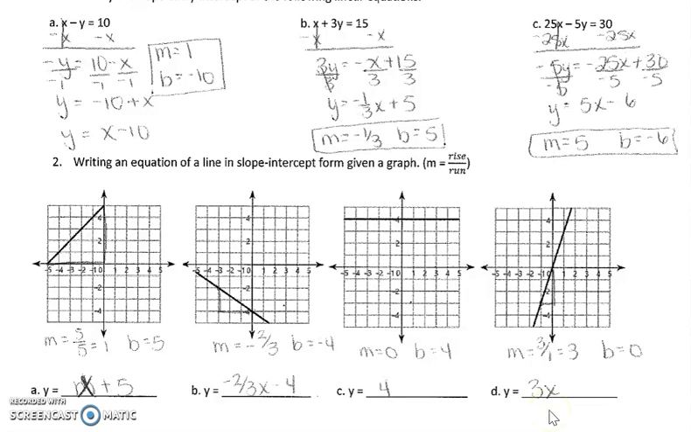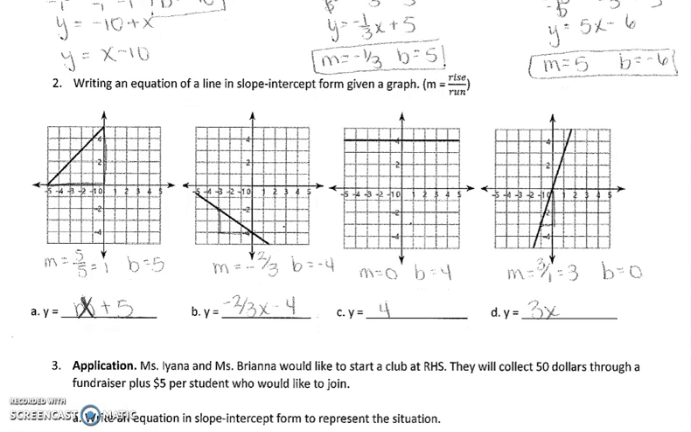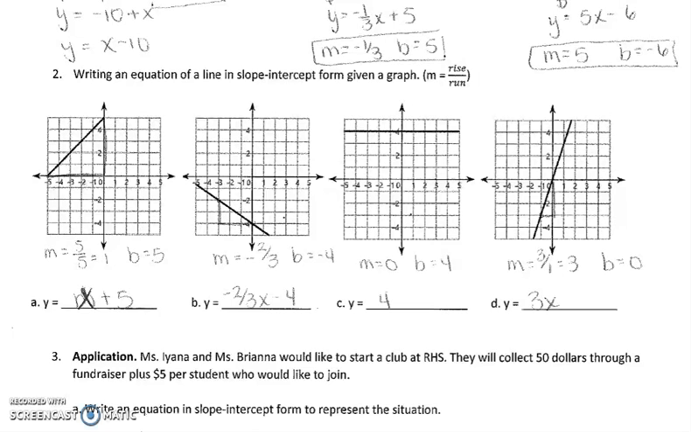And then we are going to end this lesson with your favorites. We are going to do some story problems, some application problems, if you will. Okay, I'm not going to show you what we've got yet. It says, Miss Ayana and Miss Brianna would like to start a club at Riverside. They collect $50 through a fundraiser, plus $5 per student who would like to join them. Write an equation in slope-intercept form to represent the situation.